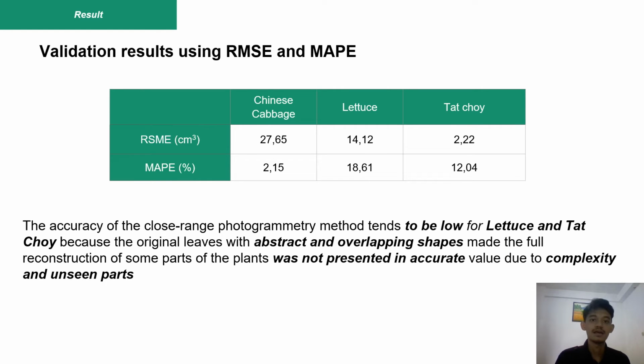This is the validation result. The plant with the lowest error as indicated by mean absolute percentage error was Chinese cabbage with 2.15% of error, followed by tatsoi, which was 12.04, and lettuce 18.61. Root mean square error on cabbage showed 27.65, lettuce 14.12, and the last one, tatsoi 2.22. The accuracy of the close-range photogrammetry method tends to be low for lettuce and tatsoi, because the original leaf with abstract and overlapping shape made the full reconstruction of some parts of the plant not presented in accurate value due to complexity and unseen parts.